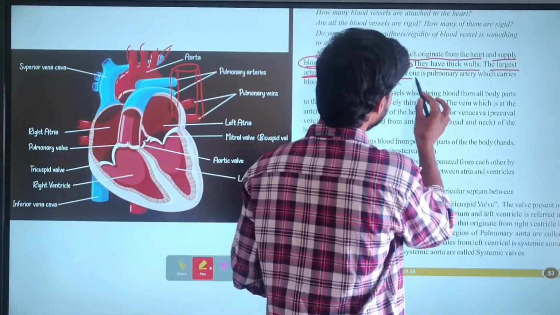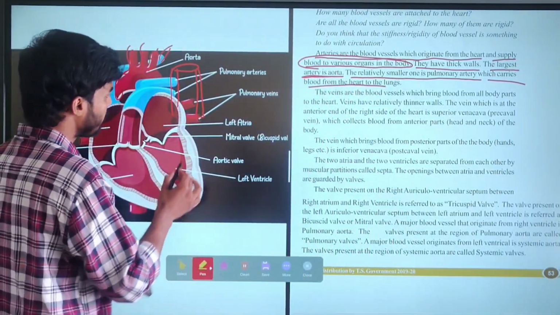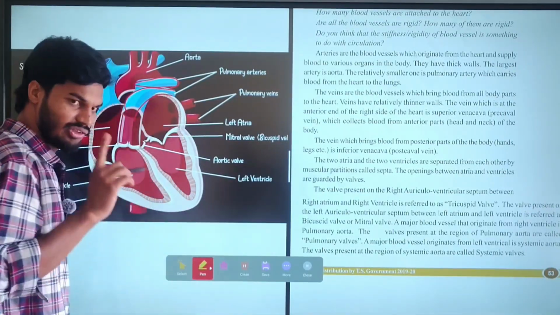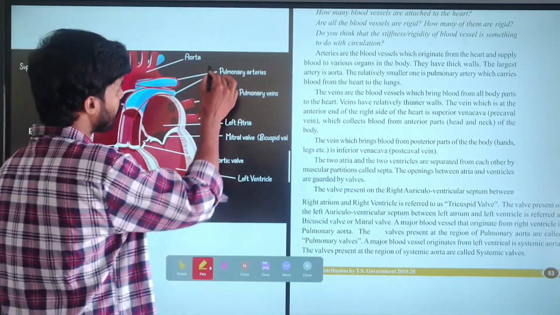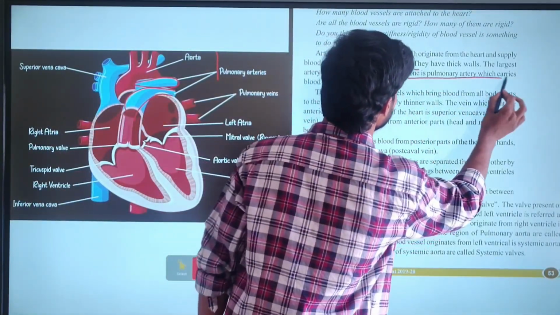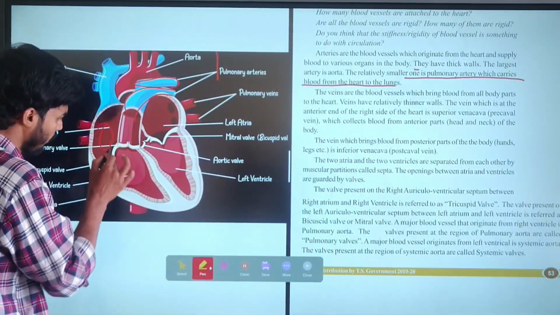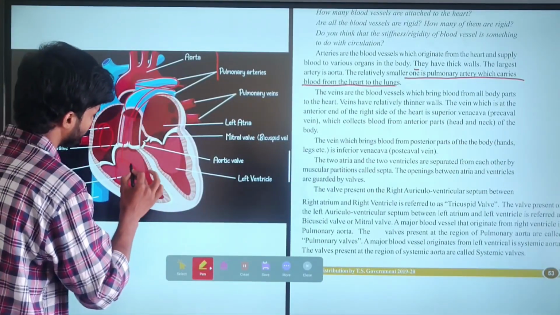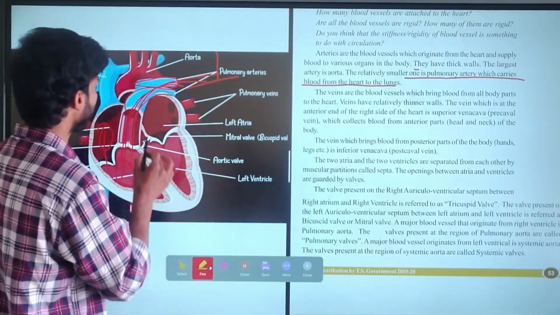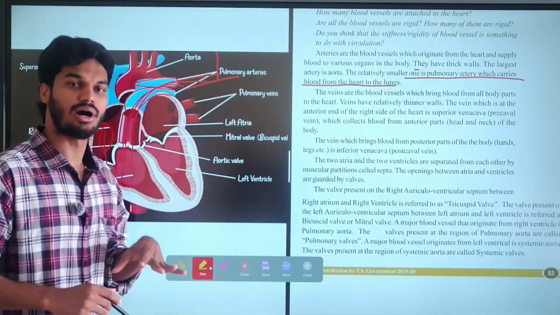Next, the relatively smaller one is the pulmonary artery, which carries blood from the heart to the lungs. Coming to the pulmonary artery, what is the function? The pulmonary artery carries the blood from the heart to the lungs. Simply, it will transport the deoxygenated blood from the heart to the lungs.